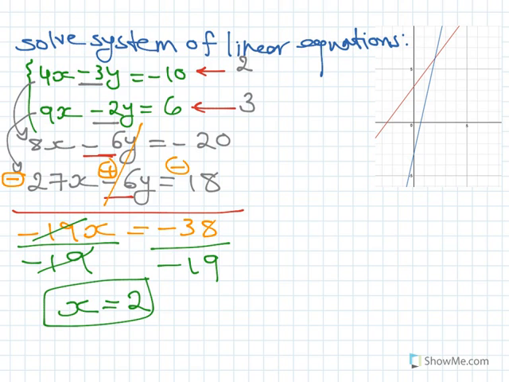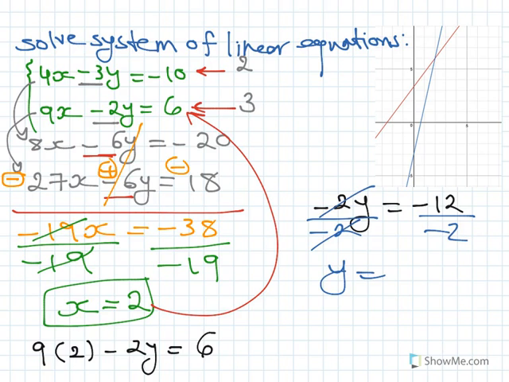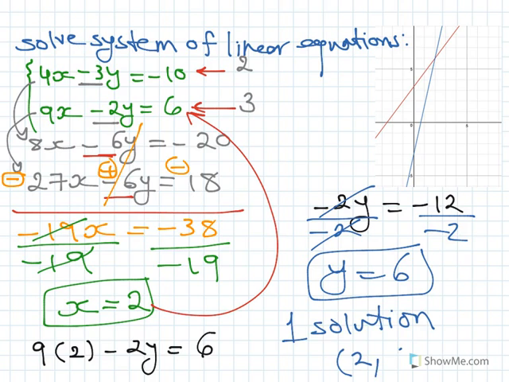But you need to solve for y, so replace 2 in any of the equations. I'm going to choose the easiest one, so I'm going to replace it in the second equation. So I'm going to end up with 9 times 2 minus 2y equals 6. So that gives me minus 2y equals minus 12. Then we divide both sides by minus 2, they cancel out, then y becomes 6. So I have only one solution, which is at 2 and 6.